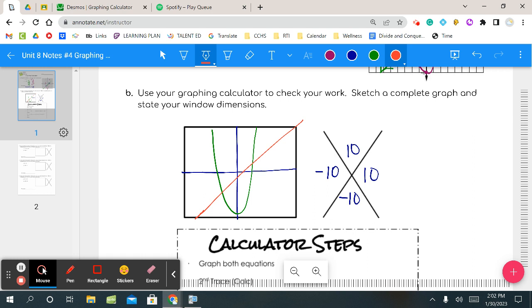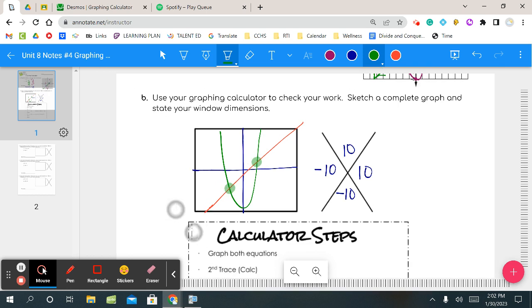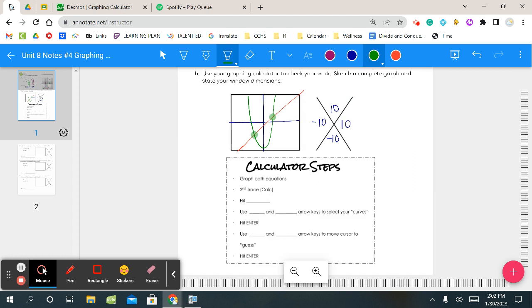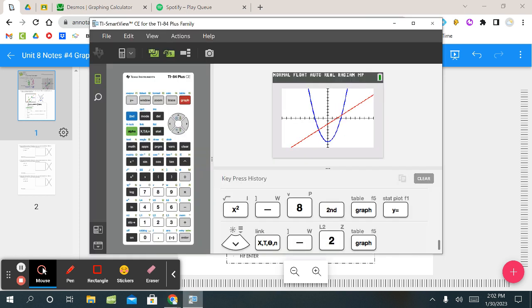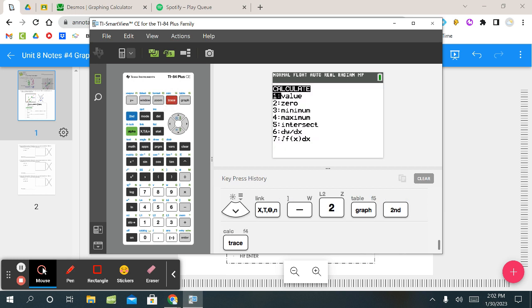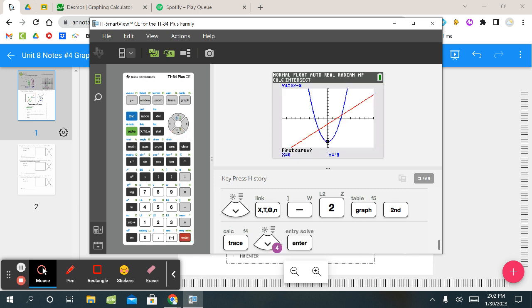Now we're going to talk about how we can find those specific intersections on our graphing calculator. So then we have our steps. The first thing you want to do is graph both equations, which we've already done. Then you want to hit second trace. So on your calculator, you're going to hit second, and then you're going to hit the trace button. And then we want to go down and select the intersect, which is number 5. So the intersect is right there. So we're going to go down, select 5.